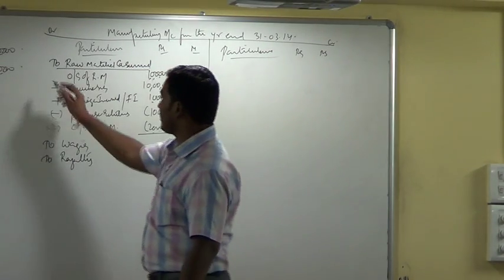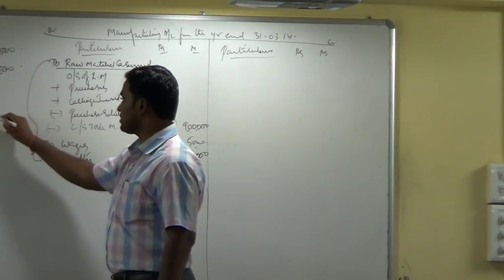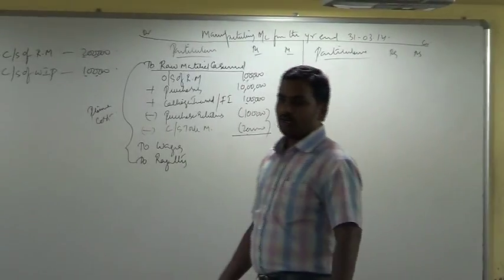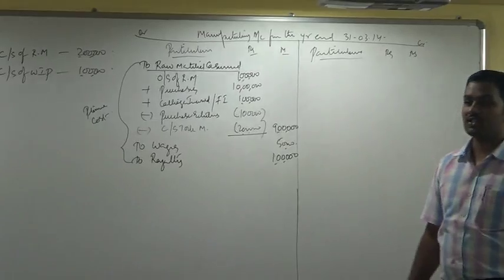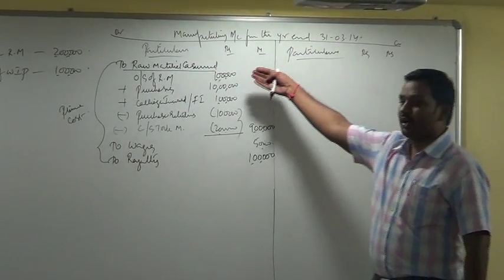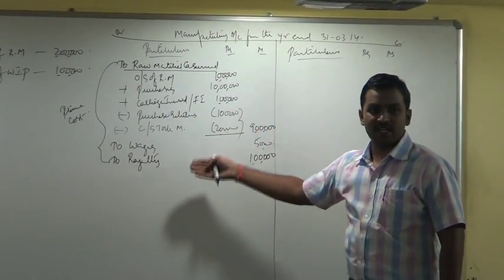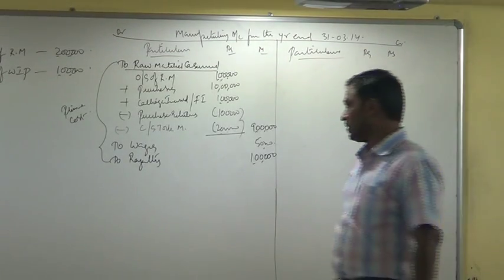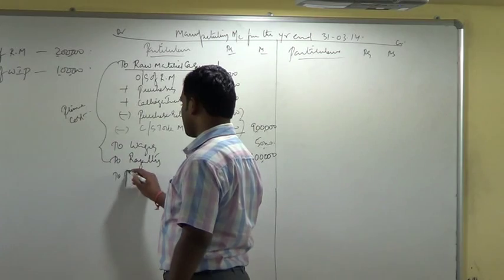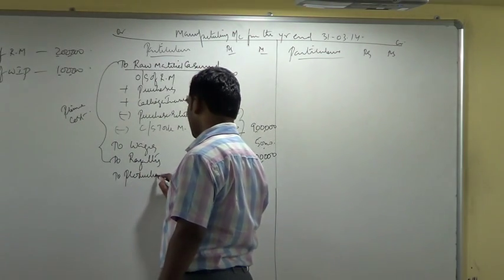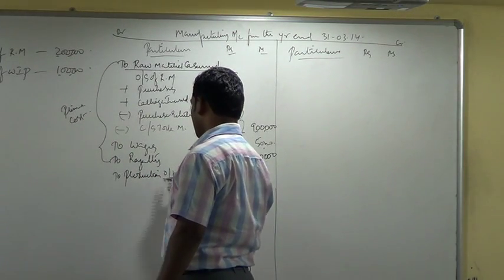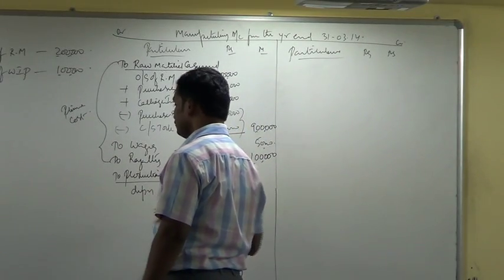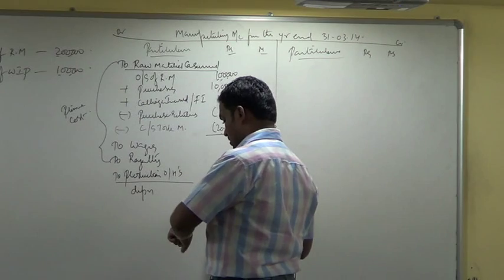Now, in costing language, sum of these three things is called prime cost. In the subject called cost accounting, the sum of raw material consumption, wages and direct expenses is called what? Prime cost. Second, production overheads. Please be quick. What are the production overheads given to us in the problem? Depreciation, 1 lakh.